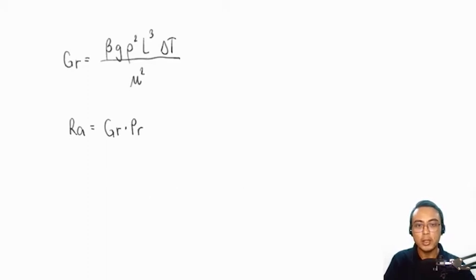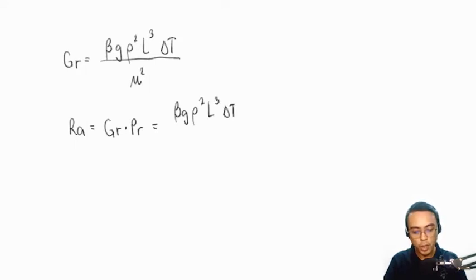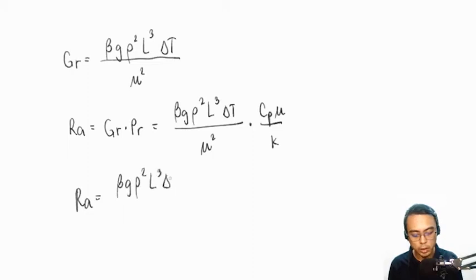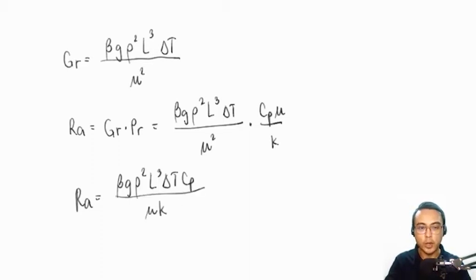For gases, beta is simply the reciprocal of the absolute temperature, while for liquids, we have to estimate the value from our handbook. Now, our Nusselt number correlations for natural convection normally prefer to use the Rayleigh number over the Grashof number. So let's derive the equation for the Rayleigh number. The Rayleigh number is simply the product between the Grashof number and the Prandtl number. So we write, for the Grashof number, beta, g, rho squared, L cubed, delta T, over mu squared, and then the Prandtl number is still Cp mu over k. Simplifying, we have Rayleigh number equal to beta g rho squared L cubed delta T times Cp over mu times k. This is now our expression for the Rayleigh number.